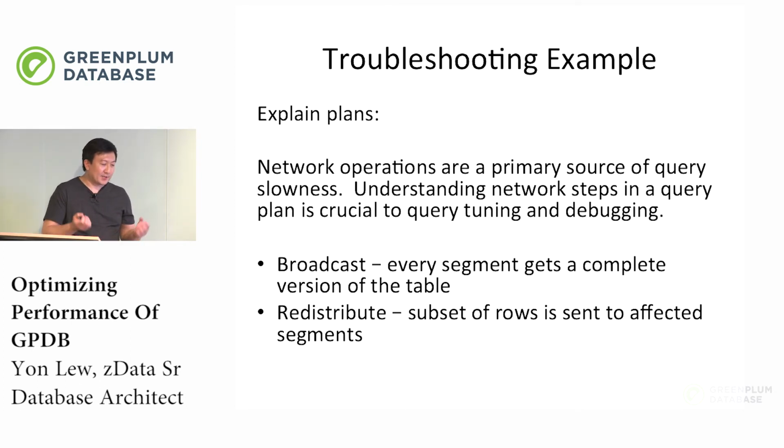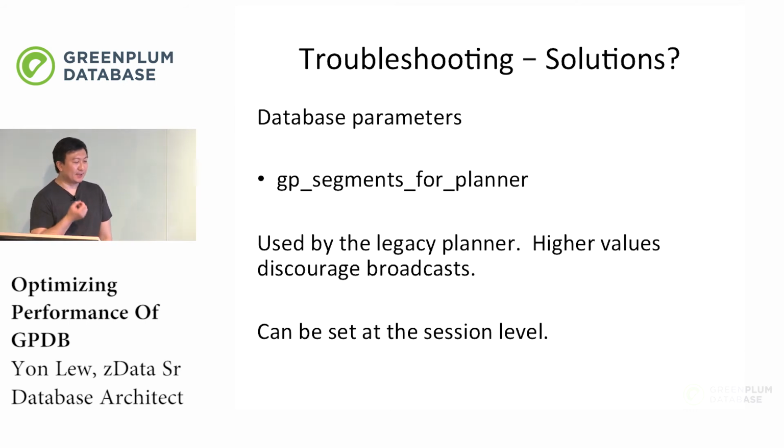Right, so broadcast means what? That means that every segment gets a complete version of the table, right? So the database is going to lift up the table, and it's going to send it out to every segment, and every segment is going to get its own copy. Redistribute means that only the subset of rows that each segment requires is going to be sent out across the interconnect. So obviously, if you have a situation where a very large table is being broadcast, that is going to be a significant performance impediment.